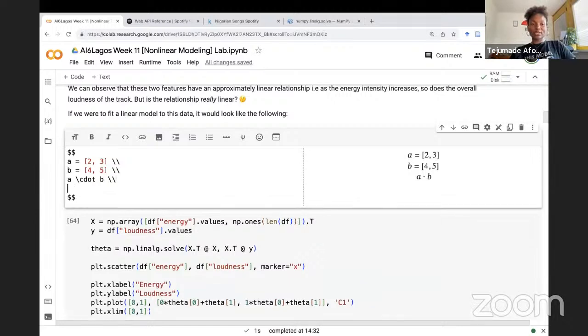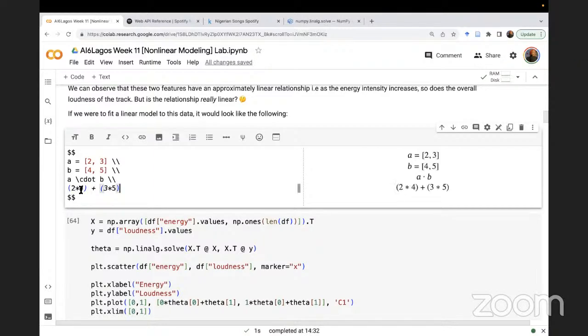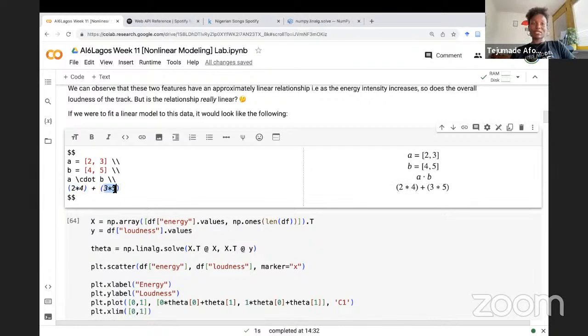And how did we get 23? It's 2 times 4, plus 3 times 5. 2 times 4 is 8. 3 times 5 is 15. Dot product, inner product. I just said it's the inner product, right? 2 times 4, 3 times 5. This is the dot product between two vectors.